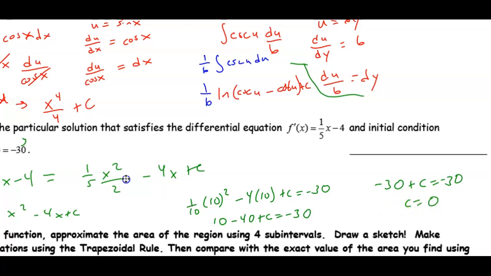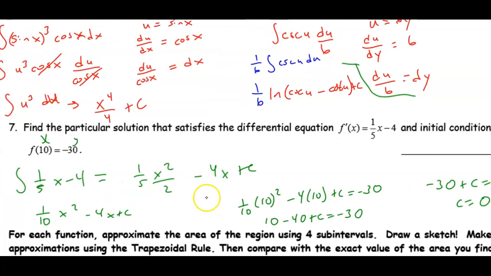So because c equals 0, I just take this equation, where I simplified it right here. And the answer is going to be 1/10 x squared minus 4x. C is 0, so that's it right there. All right, or f of x equals that.